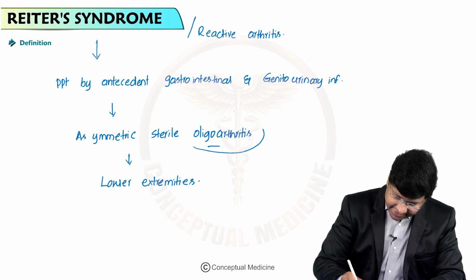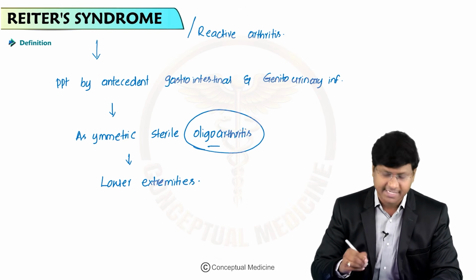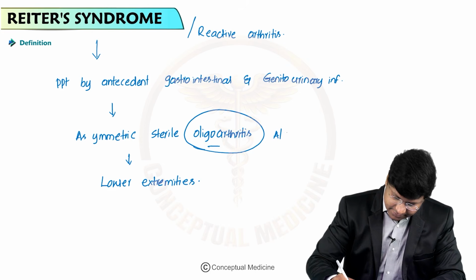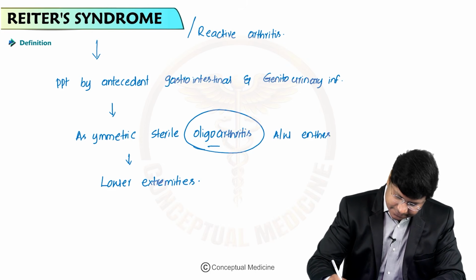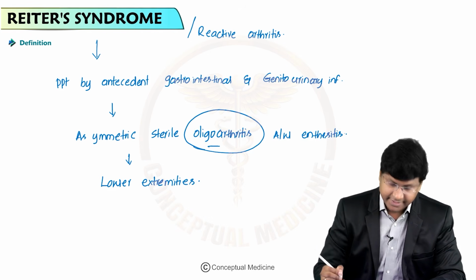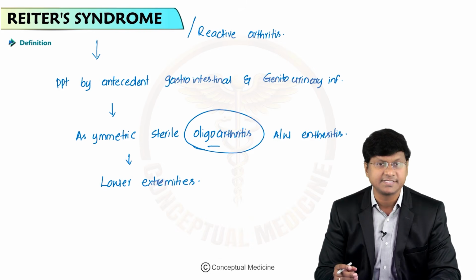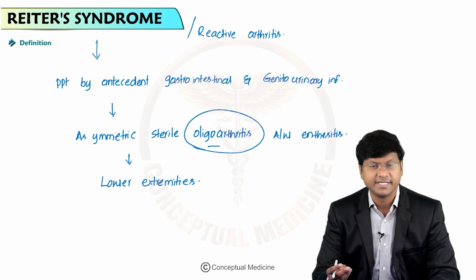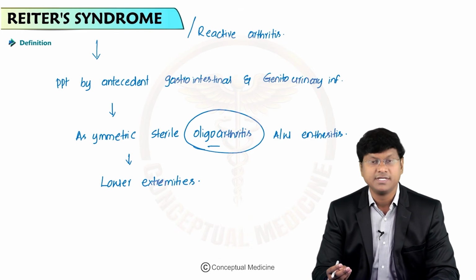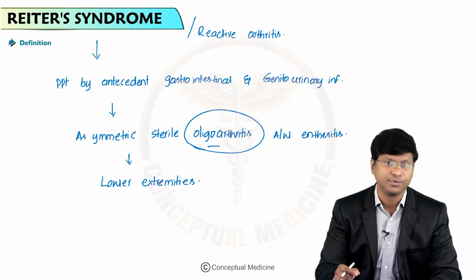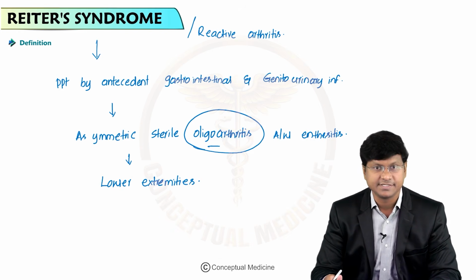And this arthritis is frequently associated with enthesitis. Now, what do you understand by the term enthesitis? Enthesitis is the inflammation of the tendon at the site of insertion over the bone. That is called enthesitis.